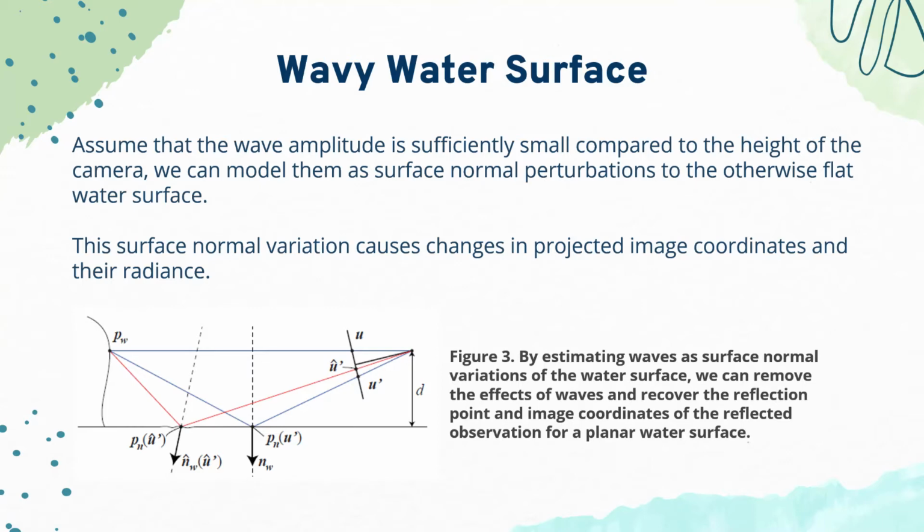This surface normal variation causes changes in projected image coordinates and their radiance. Using notions depicted in Figure 3, we model this by expressing the reflected observation for a corresponding pair of direct and reflected observations using the local normal of the water surface point.